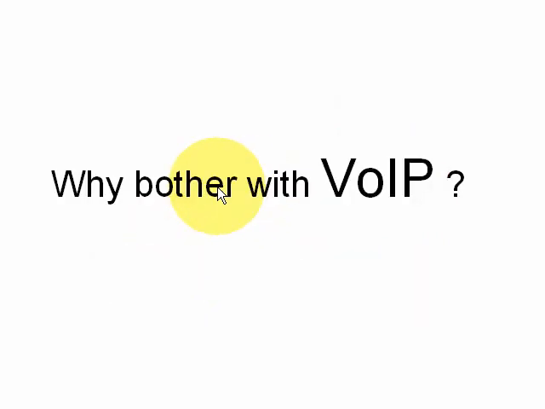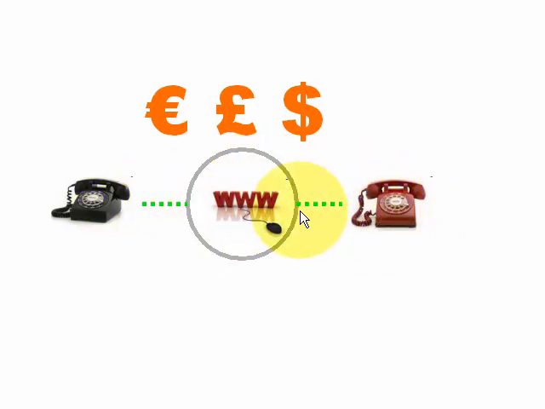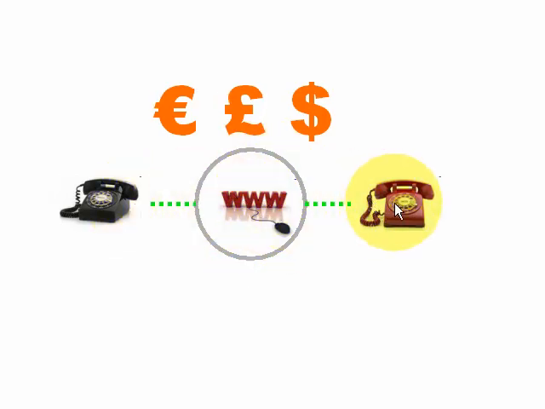Now you might ask yourself the question, why bother with VoIP? We already have phone services. Well, there are a number of reasons for this. The first one is cost. The cost of calling from one VoIP phone to another VoIP phone is free. Because we use the shared infrastructure of the web, the cost of connecting networks together is much less. And that's why we can provide free VoIP to VoIP calls and much lower cost calls to traditional phones.